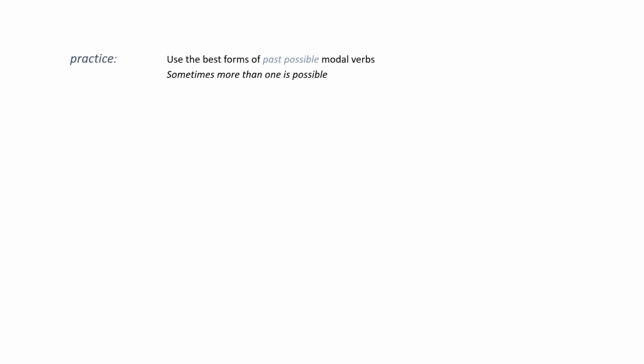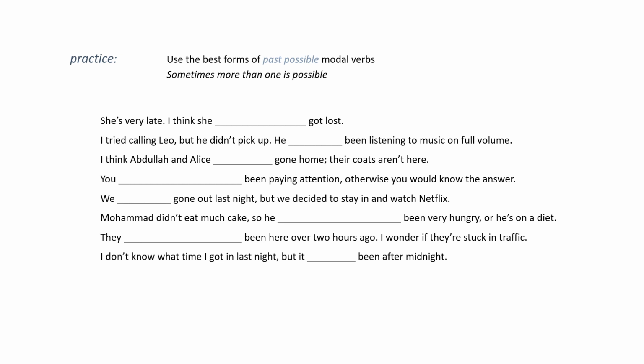And so, practice, folks. Past possible modal verbs. Do you remember them? Of course you do. She's very late. I think she... Of course. May have, might have got lost. May have, and I've used the spoken form here, the contraction. May've, might have, May've, might have. I think she may have got lost.